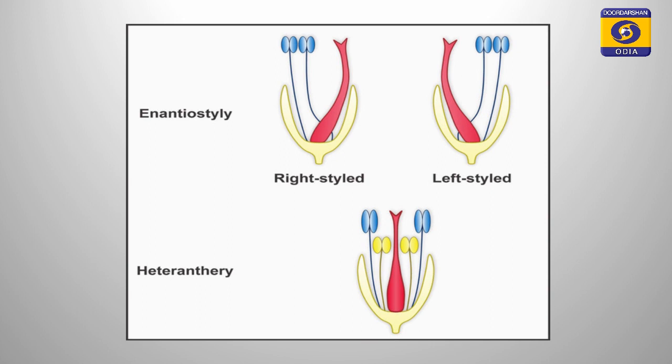So, heteroanthy condition also you can see, the different length of anthers; the filaments sometimes are very short and sometimes the filaments are long. So, naturally this is heteroanthy condition, and this also favors cross pollination. Another condition is enantiostyly. Sometimes the style is coiled towards the right side, sometimes the style is bending towards the left side. This again promotes the cross pollination rather than self pollination.